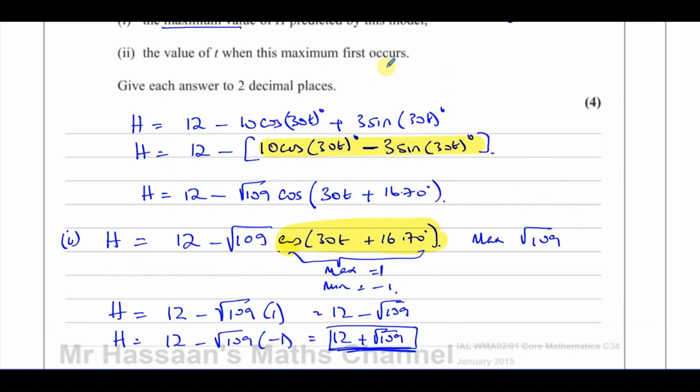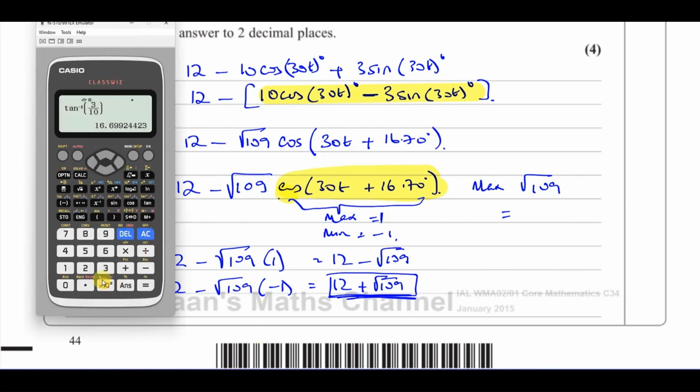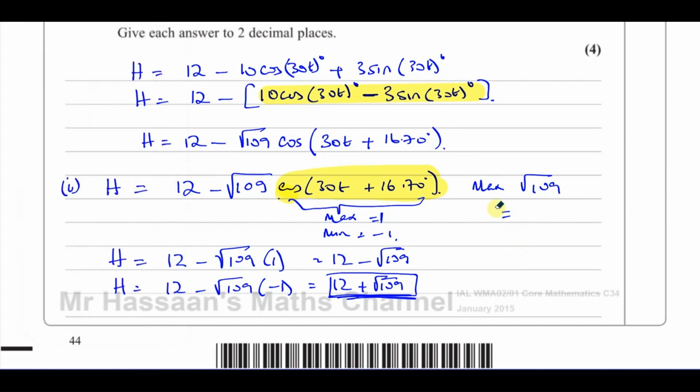And when does it first occur? Now it says give each answer to 2 decimal places. So I have to round this to 2 decimal places. So I have the square root of 109 is equal to. Let's just work that out first before we continue. You could read the question very carefully. So the square root of 109 gives us 10.4403, so 10.44. That's the maximum value rounded to 2 decimal places.